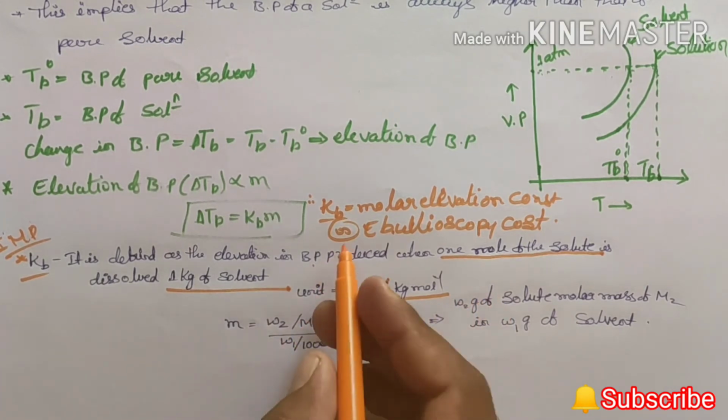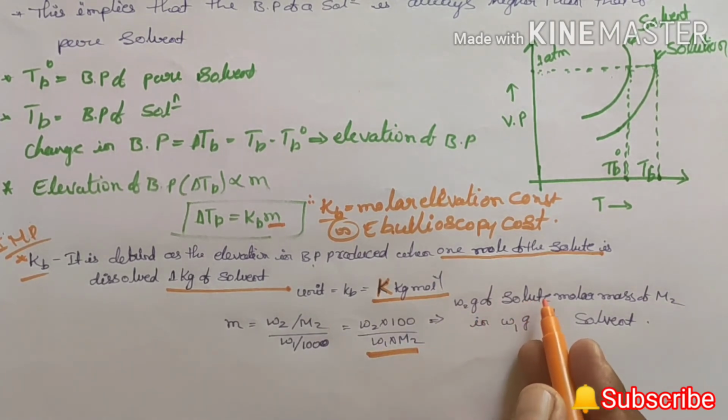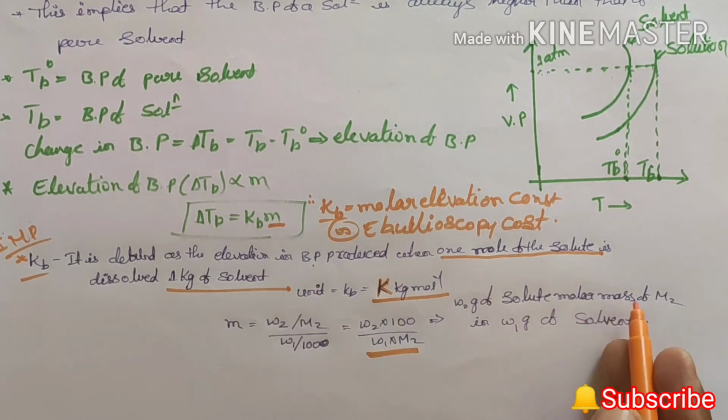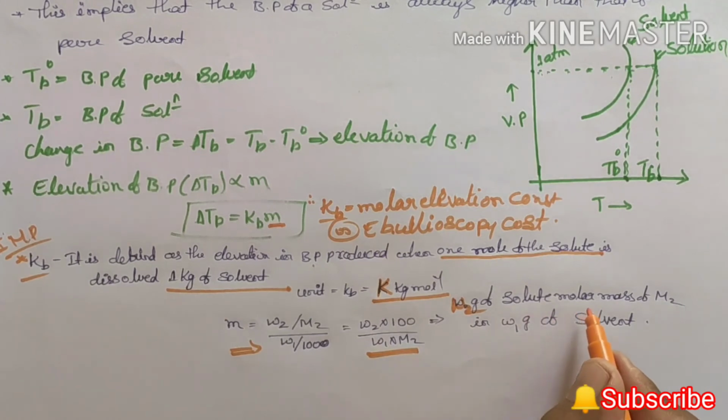Then the molality here: m equals W2 divided by M2, divided by W1 into 100. The 100 goes to the upper side, and this becomes W2 into 100 divided by W1 into M2. What is meant by this? W2 gram of a solute, of molar mass M2, in W1 gram of a solvent. This is the meaning of this one.